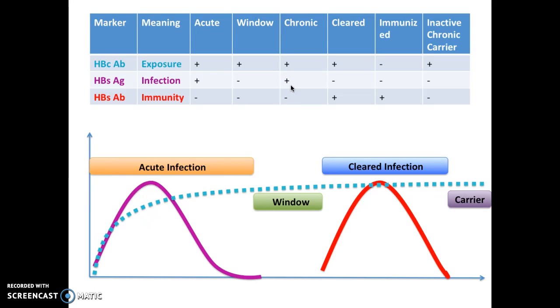Hepatitis B surface antibody, so that's how we make our vaccines. So there's 2 ways you can get this. It's indicative of immunity, meaning the body had the infection or it cleared it.